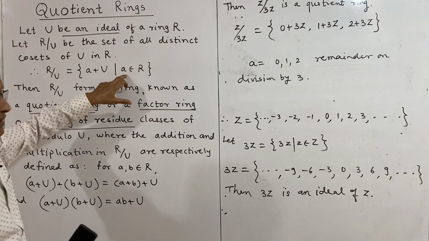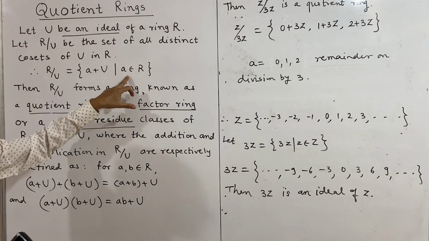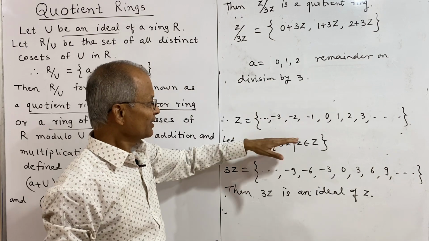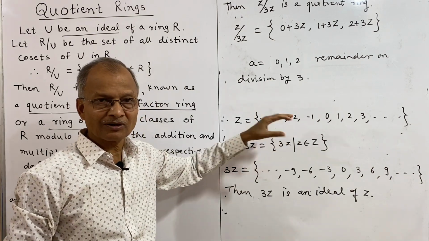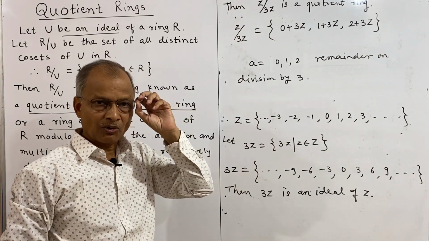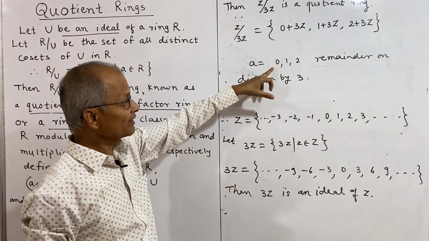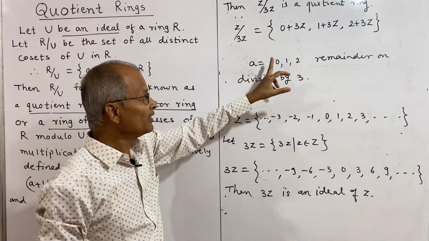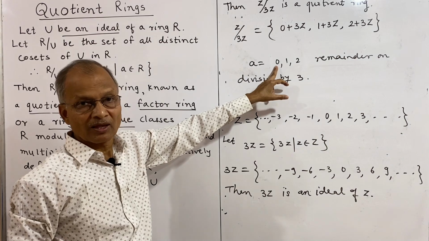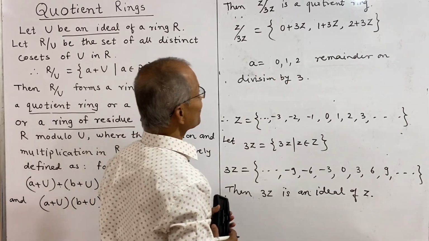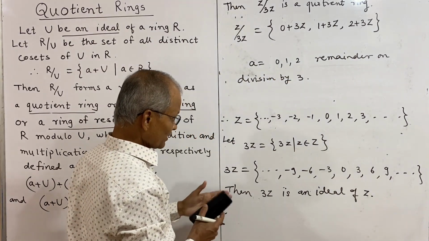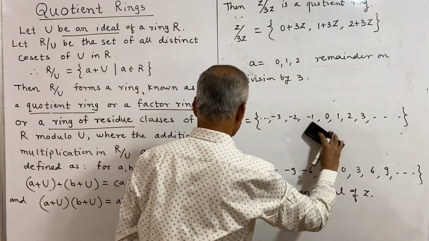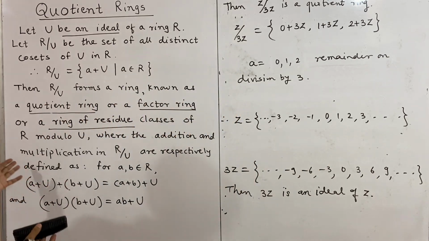Why? Here there is no restriction on a. A is any element in R, and here we have considered only 3. There are infinitely many elements in Z. So why is this so? Because if you consider the next element, say 3 again, then that will be equivalent to the class of 0. So we will see what 0 plus 3Z is.